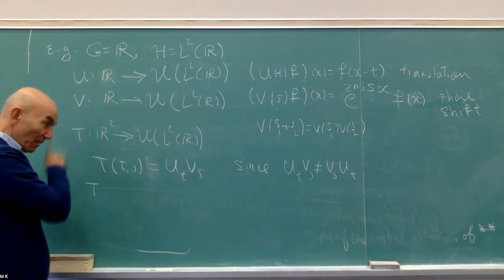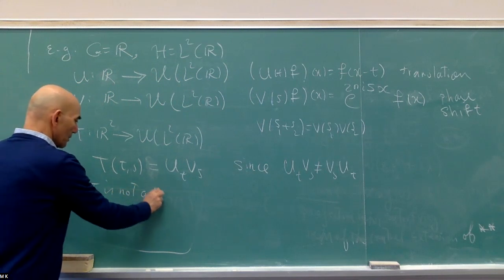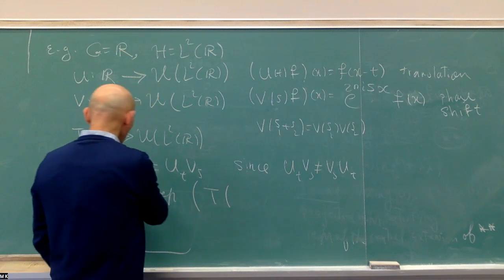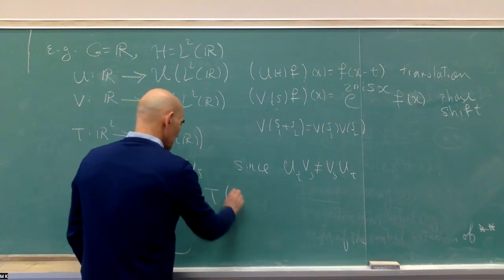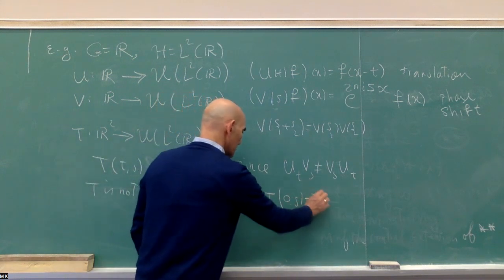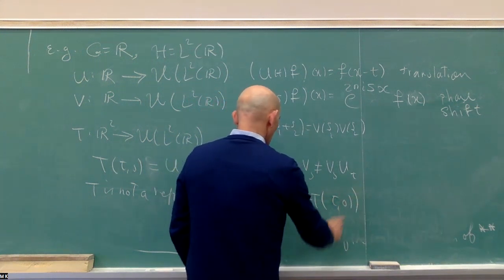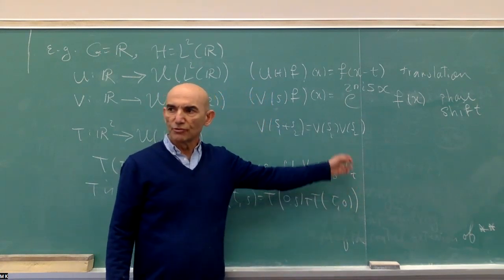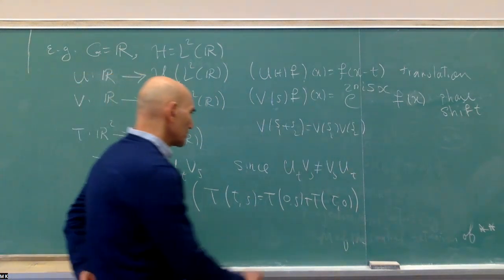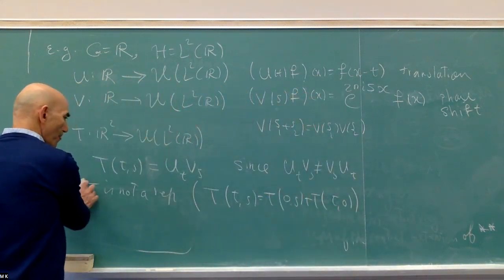T is not a rep. Indeed, to see that, if it was a representation, we would write T of (0, s) plus T of (t, 0), and you would go with each of them, and then you would draw the necessary condition. But it should be like that, but it is not. Okay, but let's see what the difference is in this case.